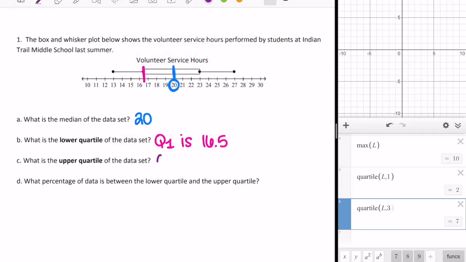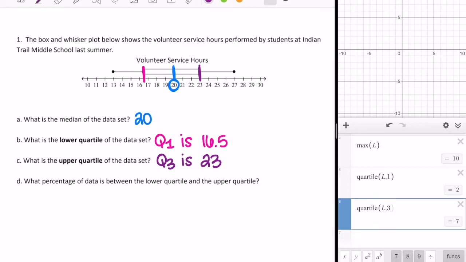Okay, the upper quartile, or Q3, is the right side of the box, which is at 23. And what percentage of data is between the lower quartile and the upper quartile?